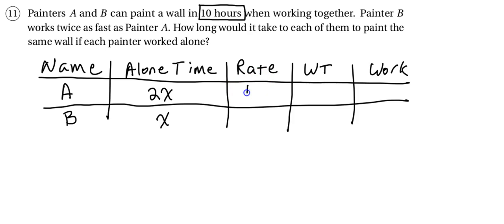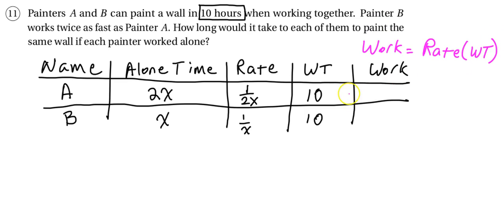Now, the rate is always the reciprocal of the alone time, so 1 over 2x, and for painter B, it's 1 over x. Then the work time, it says right here that they spend 10 hours working together, so I can just multiply these by 10. And then remember the idea for work: work equals rate times work time. So work time is 10 times rate, so that's going to be 10 over 2x. Just to make these numbers a little bit smaller, I'm going to simplify that and say that that's really 5 over x.